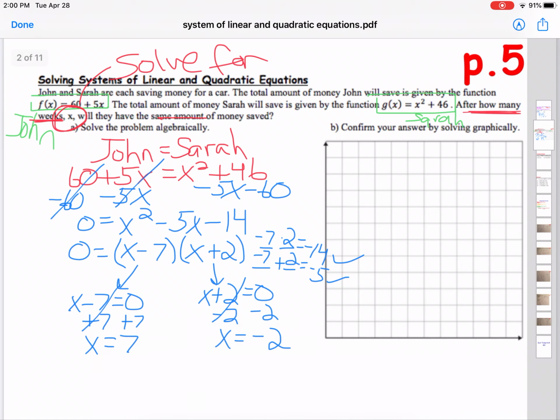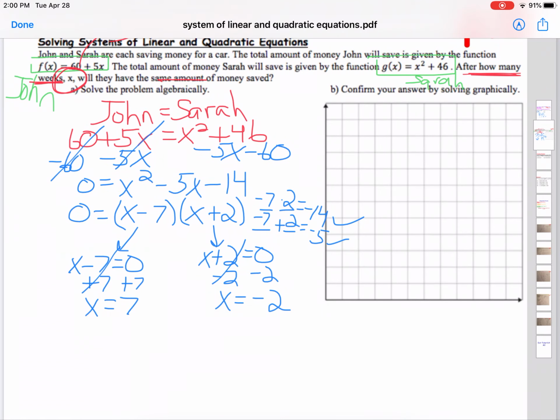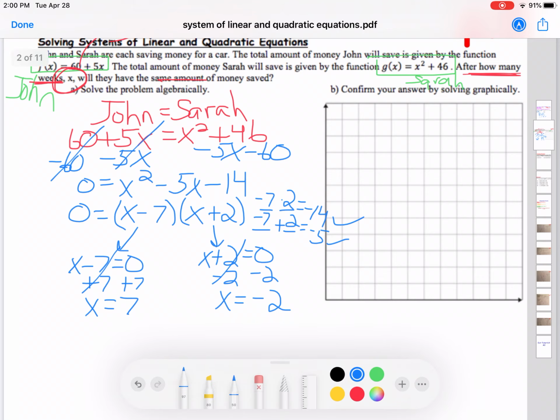Now, if we think about in this problem, it was asking us after how many weeks. So one of these answers doesn't make sense, and that answer would be negative 2. There's no such thing as negative 2 weeks. So the answer that we're going to focus on here is the 7, and that means that after 7 weeks, they would have the same amount of money saved. Because if we substitute in 7 for x, we get the same answer.